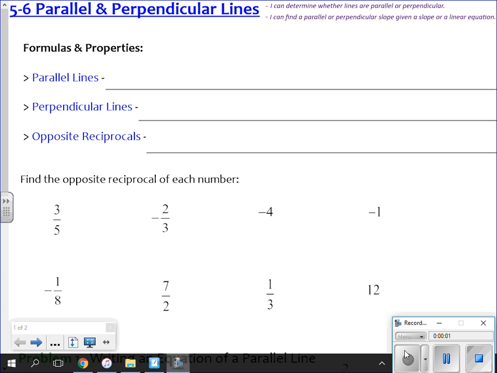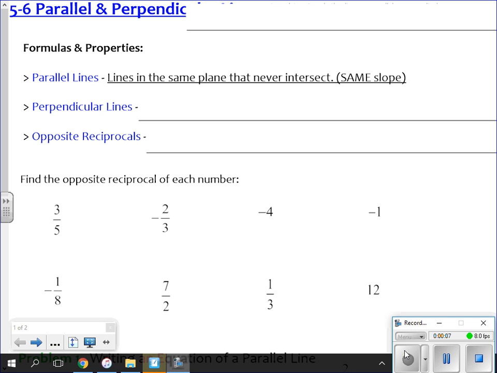Parallel lines and perpendicular lines. Parallel lines. Two lines in the same plane that never cross, never intersect. The thing that you need to remember about parallel lines for what we're dealing with today is the slopes are the same. If two lines are parallel, then the slopes are the same.